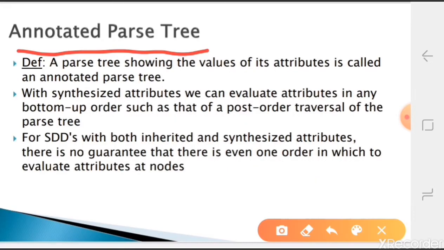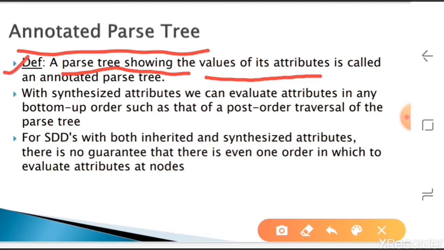Okay, so we studied the parse tree. In the parse tree, the non-terminals will have attributes. Those attribute values, whatever we write in the tree, that entire tree we call an annotated parse tree. Okay, this is nothing but a simple parse tree along with the values of the attributes. That is what we say is an annotated parse tree.